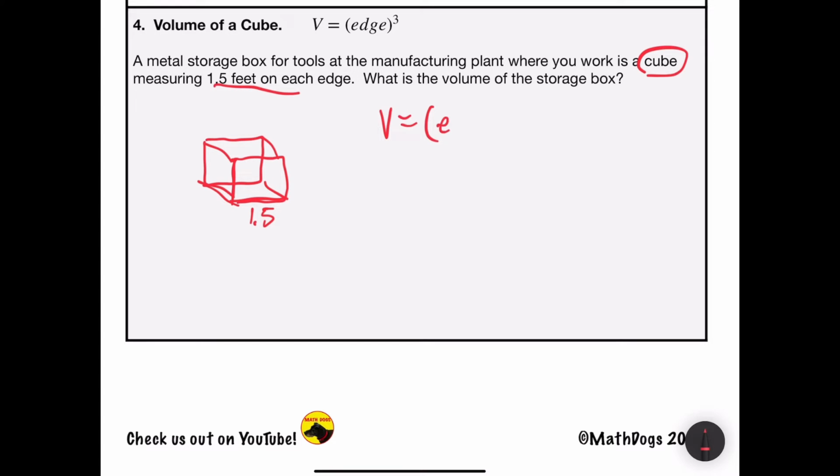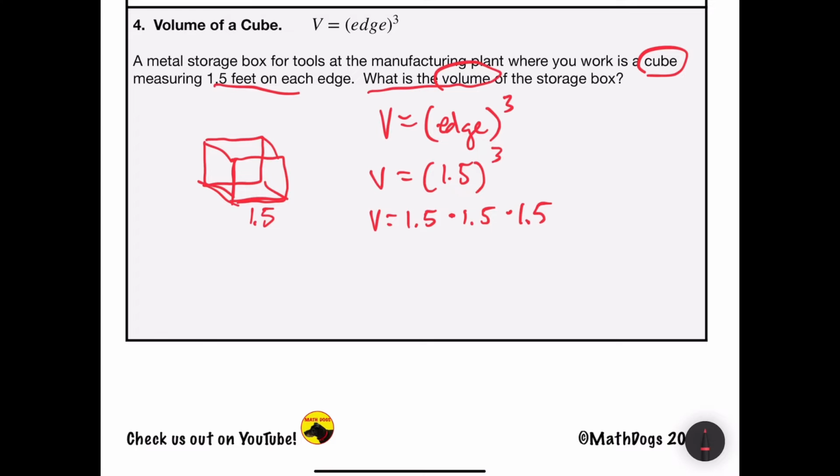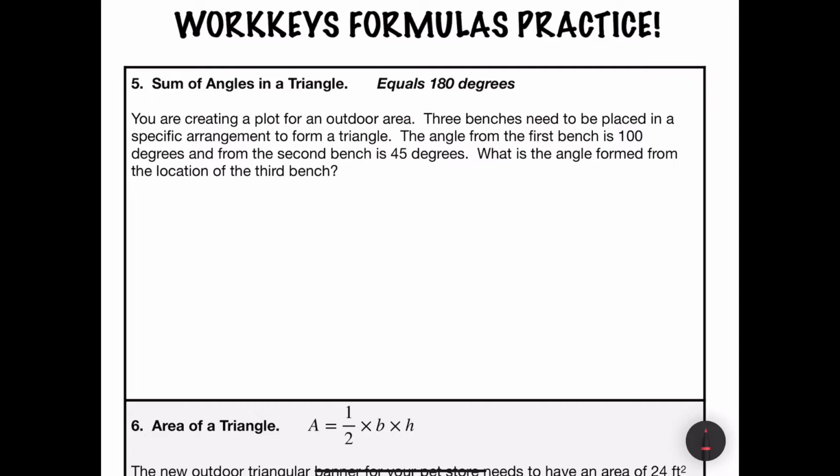Volume equals the edge cubed. I'm looking for the volume. I know my edge is 1.5, and I'm going to raise that to the third power. So that means the volume will be equal to 1.5 times 1.5 times 1.5. Or you can just punch in 1.5 to the third power on your calculator. If I multiply those together, or I raise it to the third power, I find out that the volume is 3.375 cubic feet.